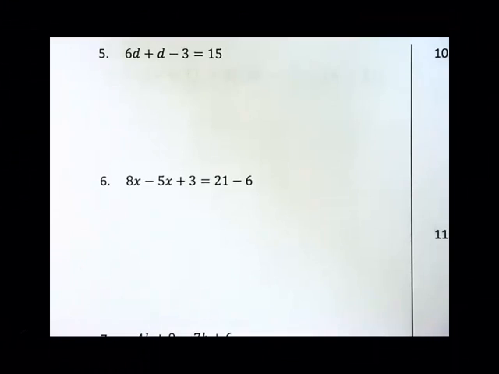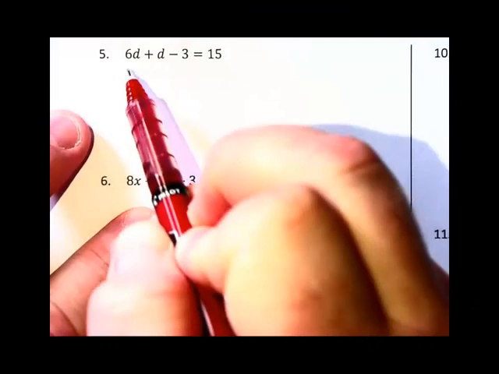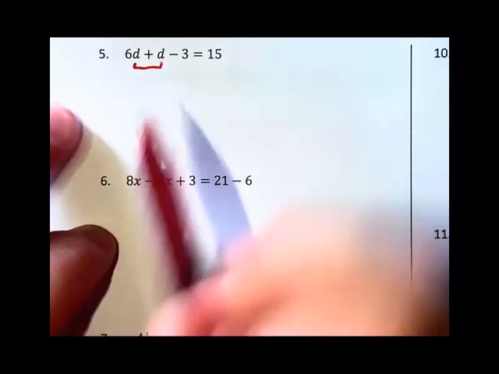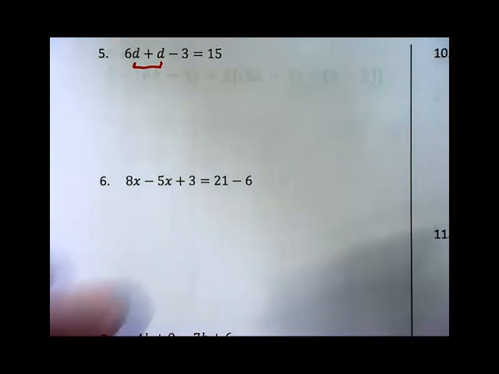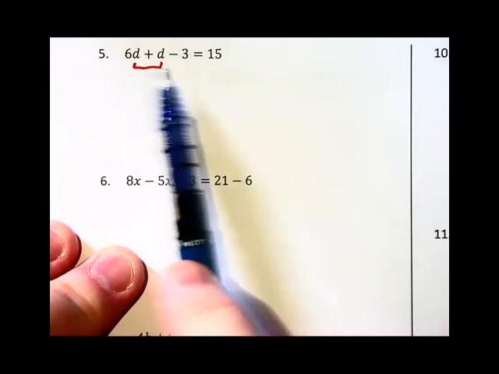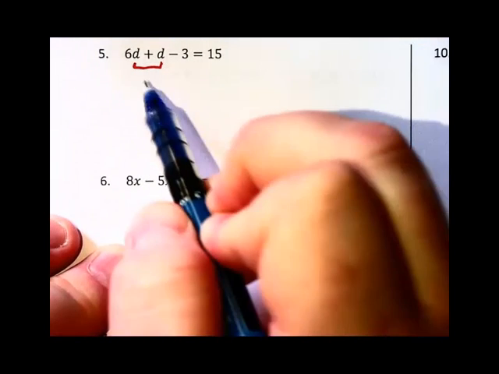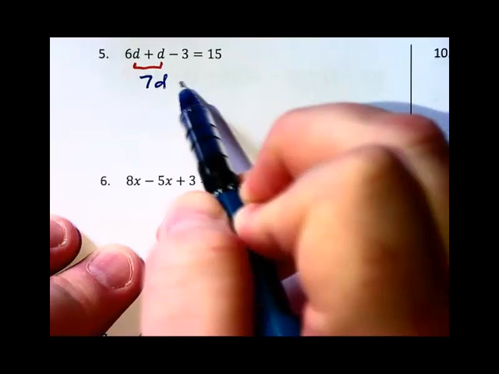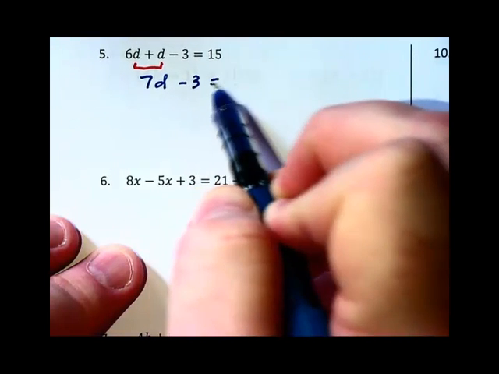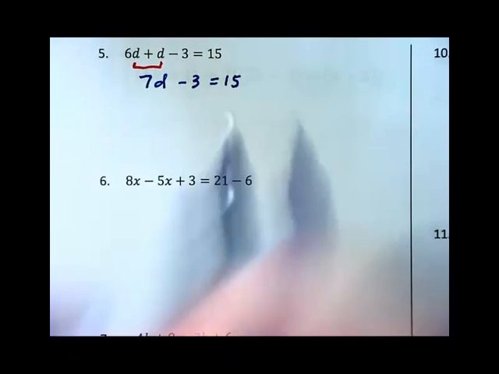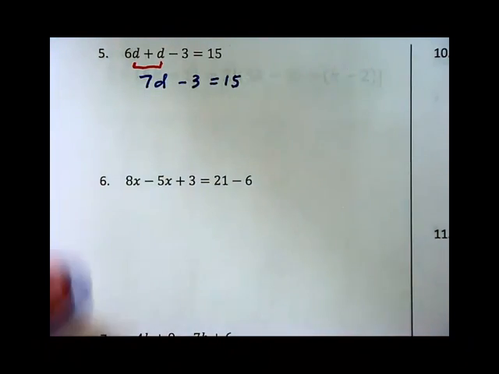This one's a little bit different because we see that there are two terms containing d in them. So what we want to do here is, if we're solving for d, we have to get all the d's together. This is going to become 7d after we combine like terms, minus the 3 is equal to 15.